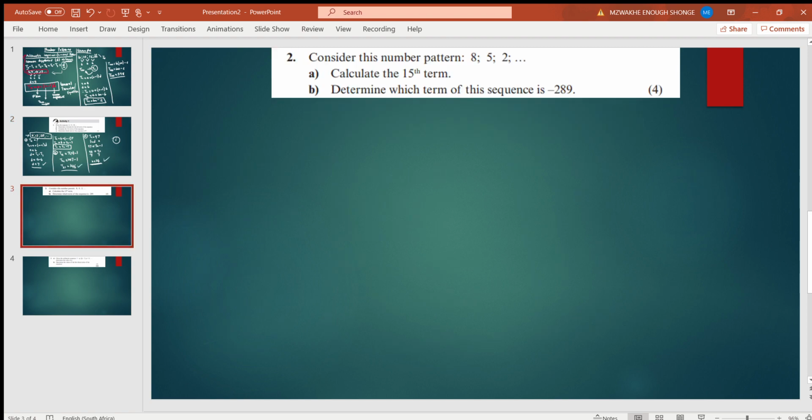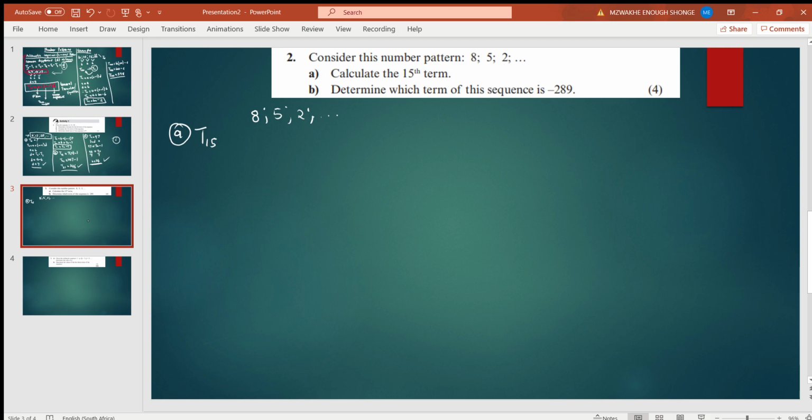Moving to the second question, it says consider this number pattern. The number pattern is 8, 5, 2. Right? So they say calculate the 15th term. Number A, they want you to calculate T15. Before you do T15, you have to look for Tn.